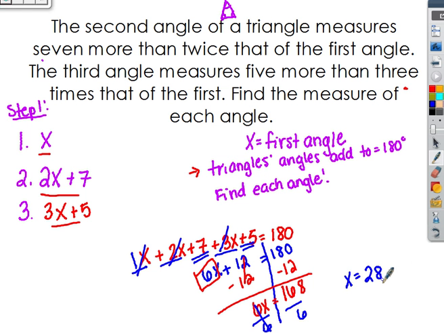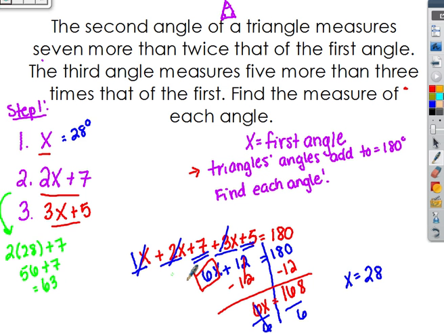Now here's where I need to make sense of my answer. If x equals 28 and x is the first angle, then one of my angles is 28 degrees. To find the second angle, I know that it's twice the first plus 7. Well, if the first was 28, then I can work that over here. So 2 times the first angle plus 7. Well, x is 28. The first angle was 28. So 2 times 28, which is 56, plus 7, which is 63.